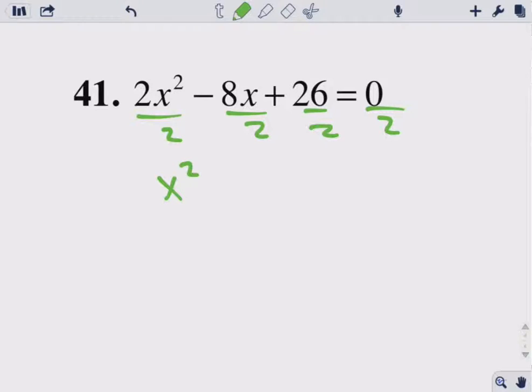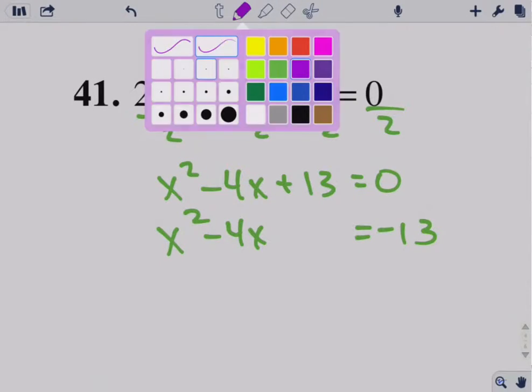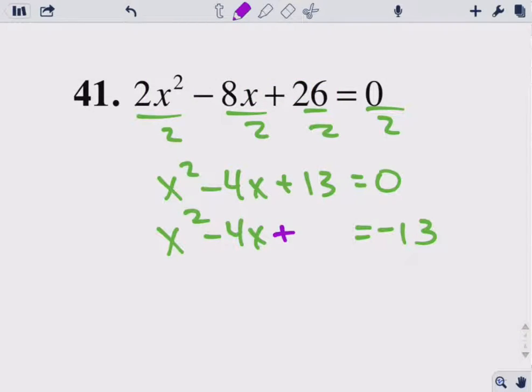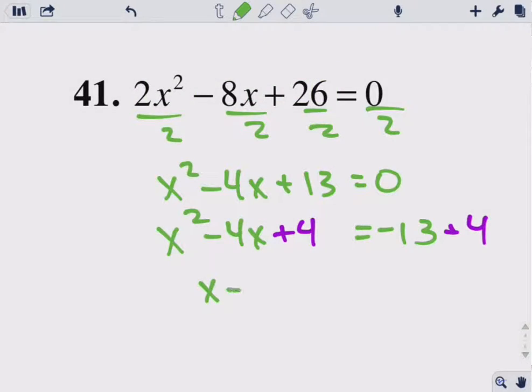So I get x squared minus 4x plus 13 is equal to 0. Take the 13 to the other side. Now I've got to complete the square. What can I add? Half of negative 4 is negative 2, squared is 4, added to both sides, like so. And so I get x minus 2 squared equals negative 9.